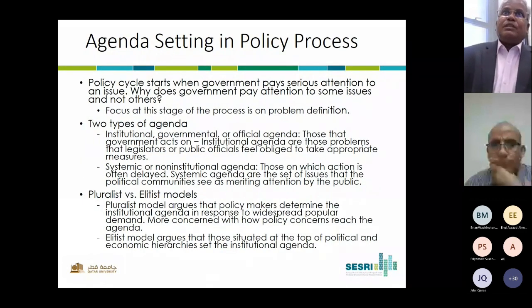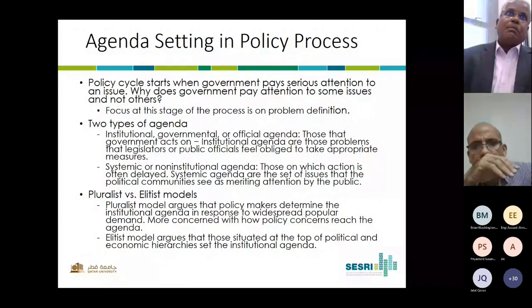In agenda setting in the policy process, the policy cycle starts with government paying serious attention to an issue, a policy issue, or a problem. Why does government pay attention to some issues and not others?